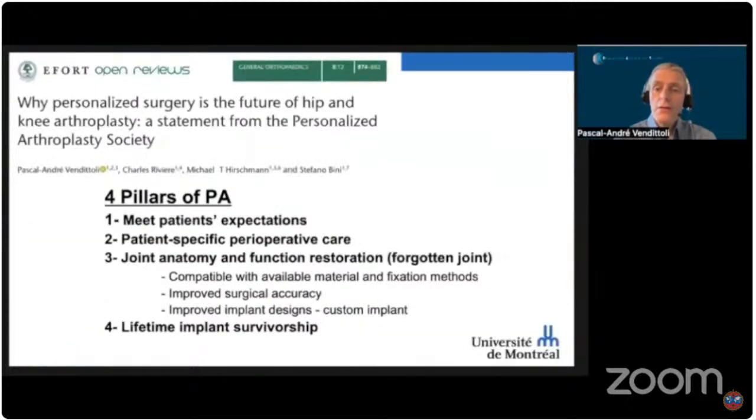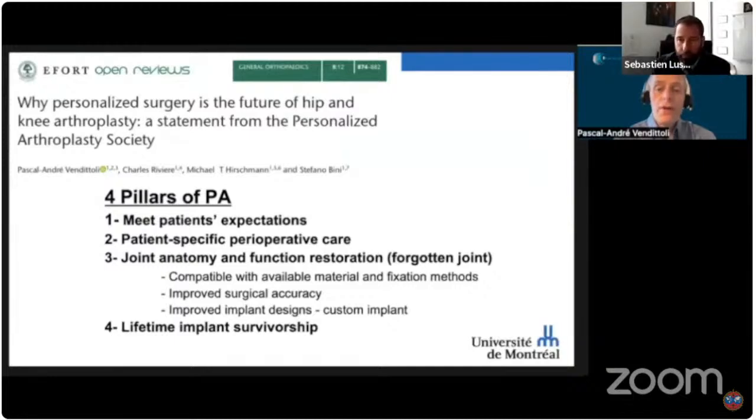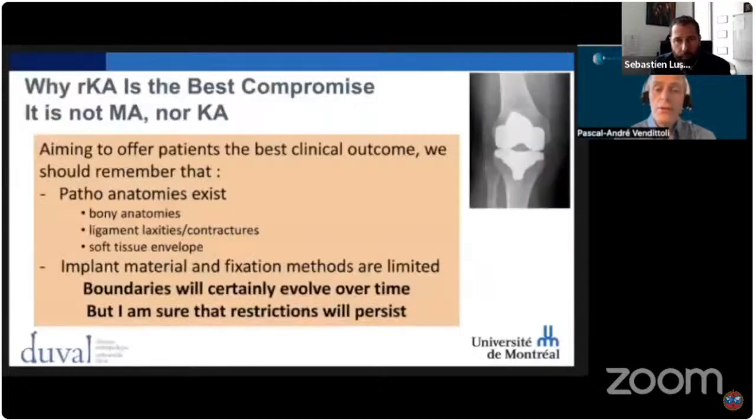So what is the personalized arthroplasty? It is still an evolving concept. In my point of view, there are four main pillars. First, we should meet patient expectation. Second, we should offer a patient-specific perioperative care, minimizing adverse events and optimizing recovery. Third, it is the quest for the forgotten joint, which involves anatomy and function restoration, accurate surgical technique, and improved implant design. Last, we want to offer a lifelong implant survivorship to our patients.